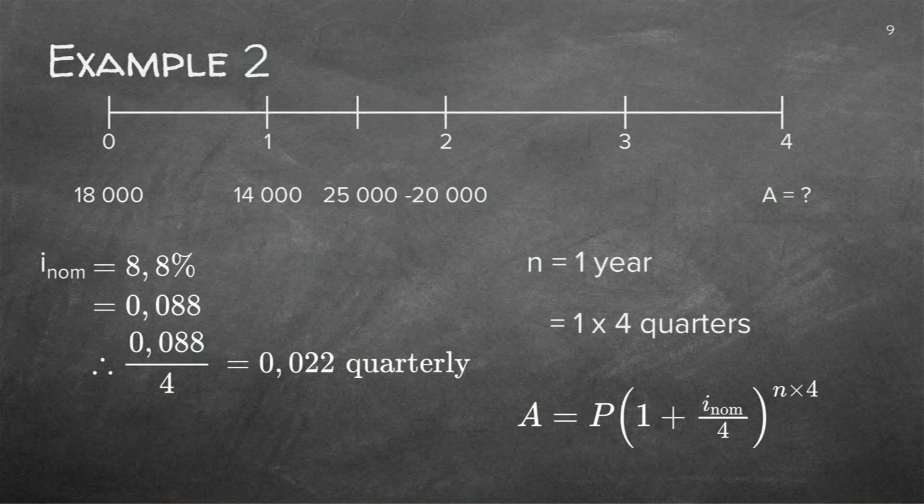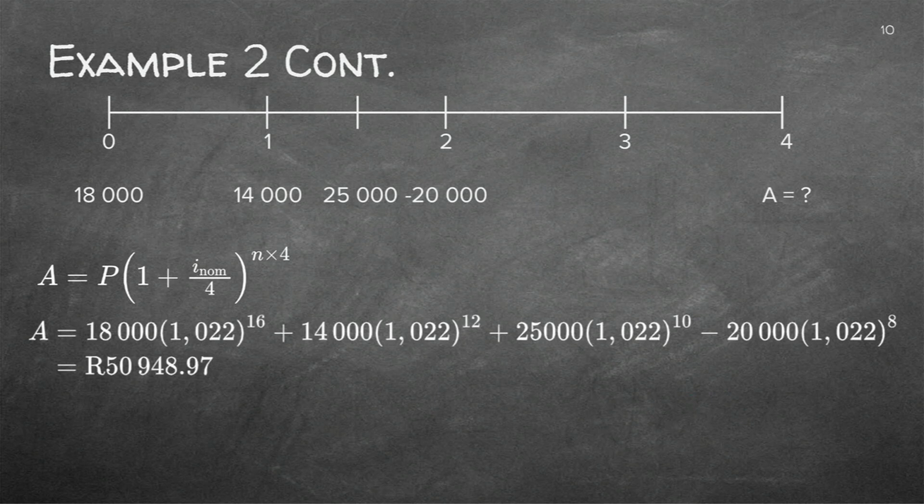Now, here they said nominal interest rate. You don't have to do that. You can just say i. Remember, I said nominal is the normal i that we use. So there's the problem, everything done, and there's the answer in the end. Oh, and just remember, we don't use points anymore. In South Africa, we use commas. Overseas, they still use points. So make very sure that you always use your comma.